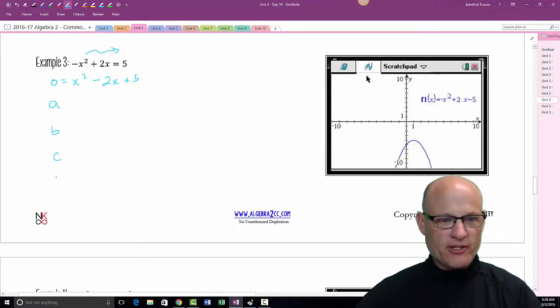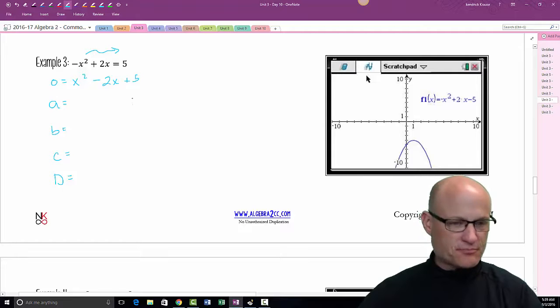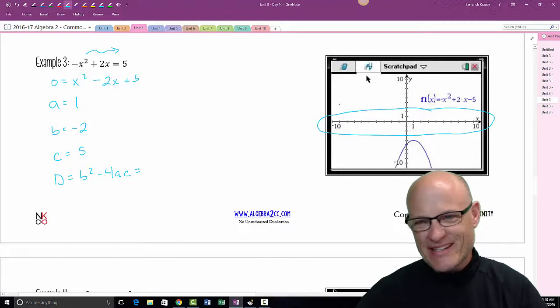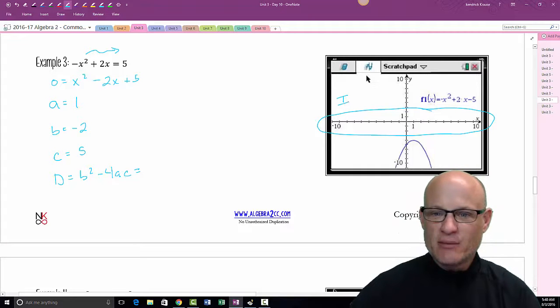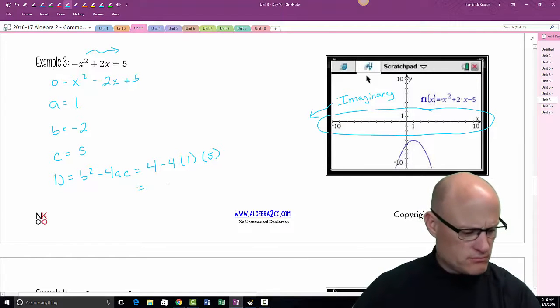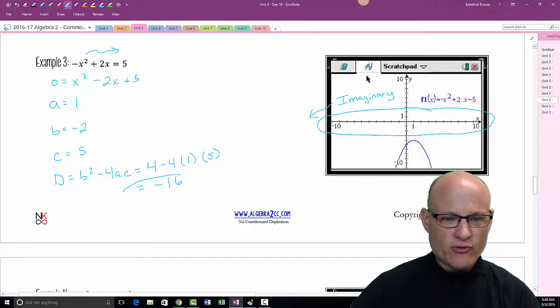A, B, C, and capital D. So let's see what we got here. A is 1. B is negative 2. C is 5. And D, which is B squared minus 4AC. Now let's talk about D real quick. Do you notice that over here I never hit the x-axis? When you never hit the x-axis, that means your roots are going to be imaginary. So let's see what that means as far as your discriminant. B squared is 4, that's negative 2 times negative 2, minus 4 times 1 times 5. If I put this in my calculator, I end up with negative 16.